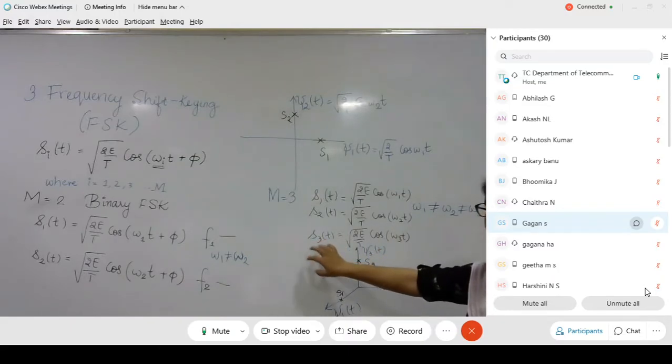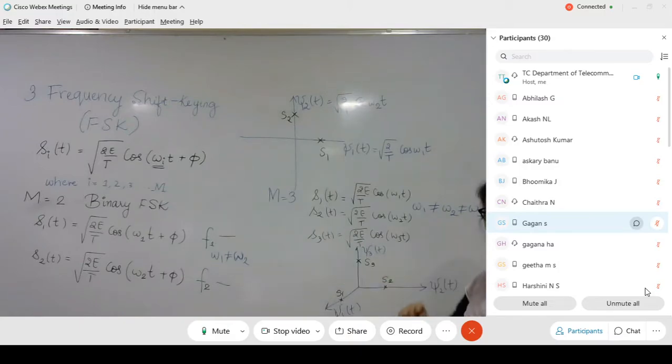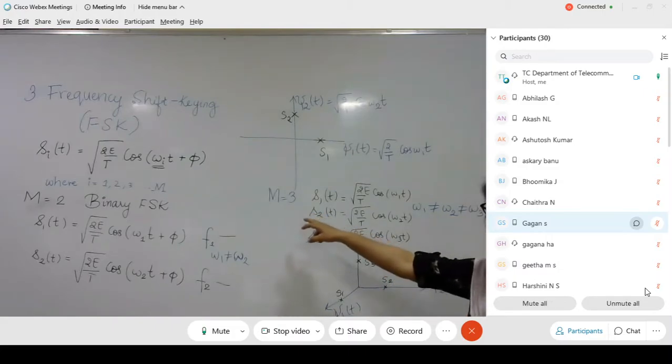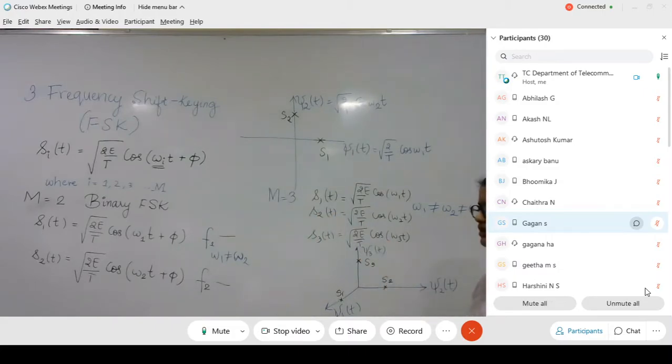But with minimal M value, we can still analyze and we can use binary FSK systems. M equal to 3 is a very hypothetical scenario. Okay, M can take only powers of 2. So this is it with respect to FSK.